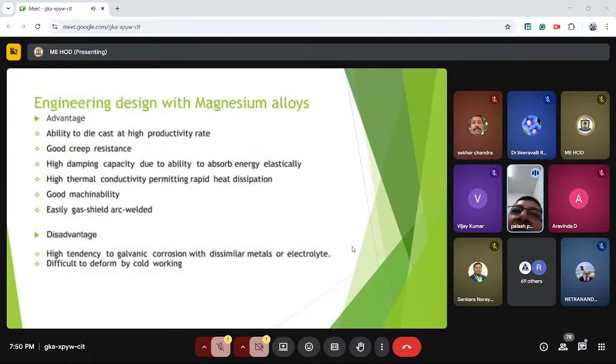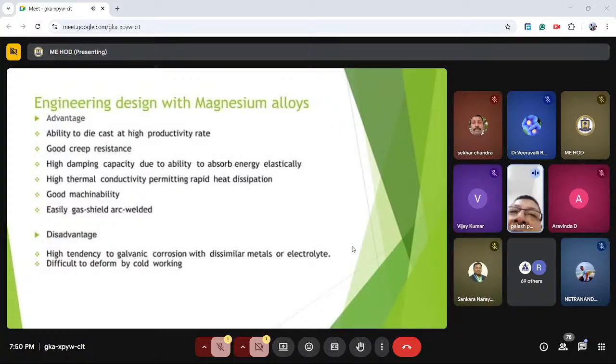For aluminum, spot welding should not be done because it has high electrical conductivity, so the resistance is very poor. Copper is also difficult. Magnesium spot welding is possible.